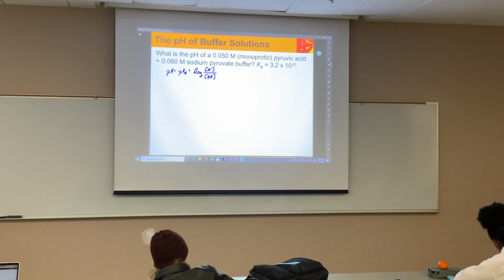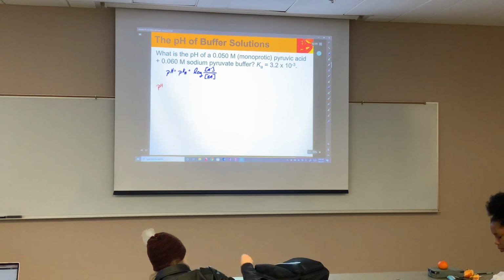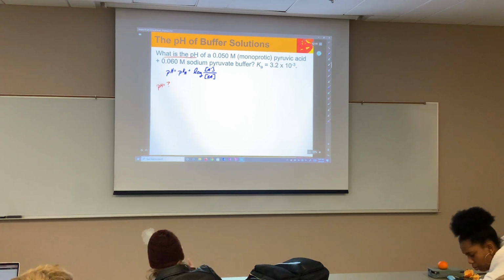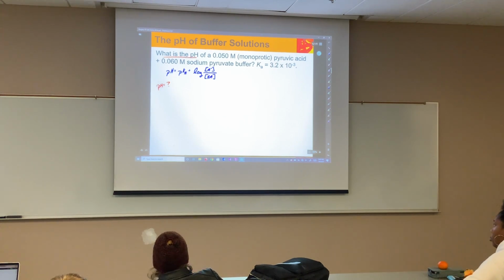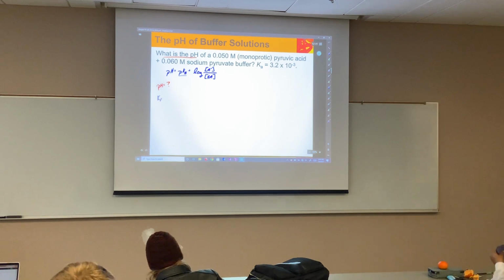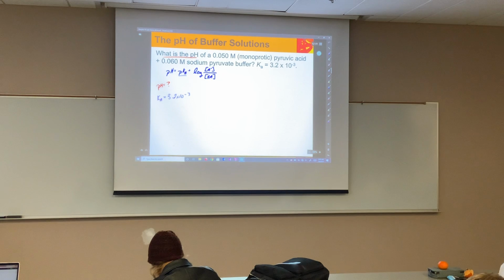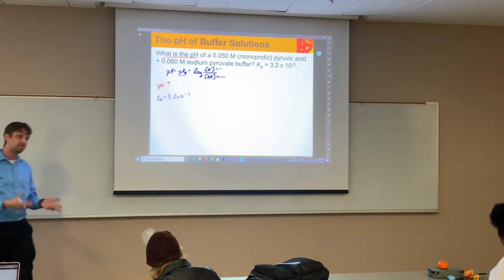So let's see here. Our pH is our question mark. So what is the pH? We need information about the pKa. We've got the Ka is equal to 3.2 times 10 to the minus 3. Okay. Let's see what other colors we've got here. Green. We've got A minus, and we've got HA. Remember, A minus is our base.